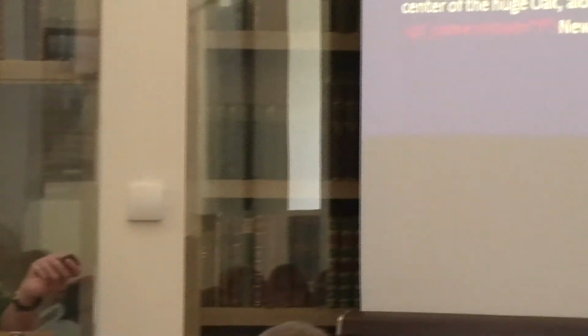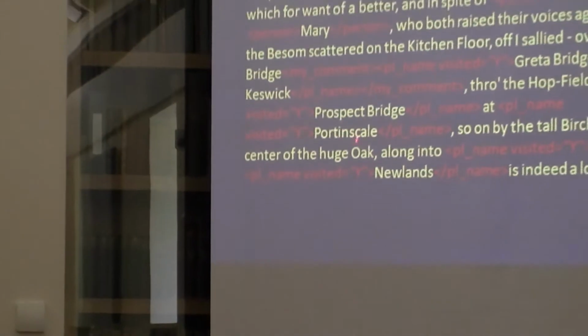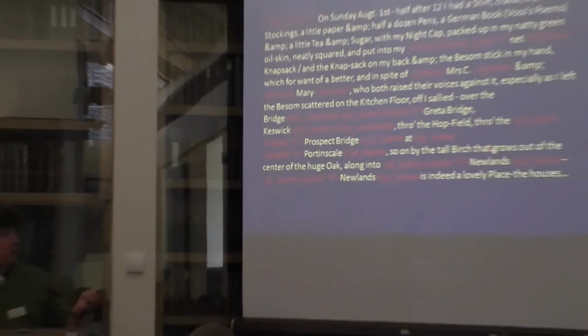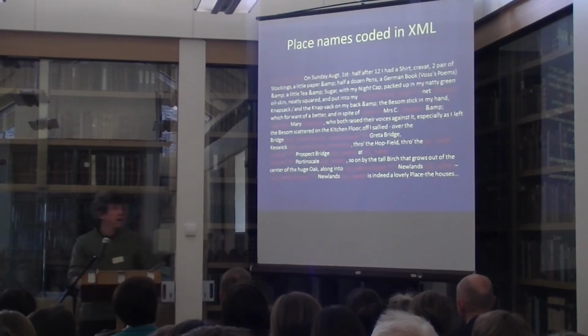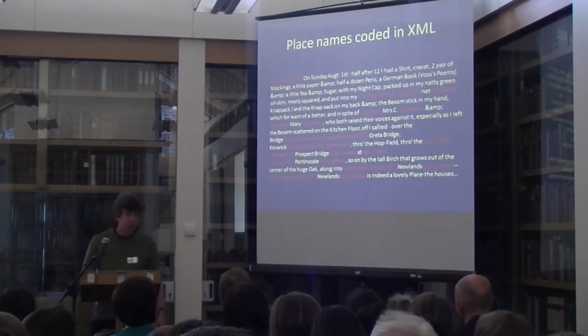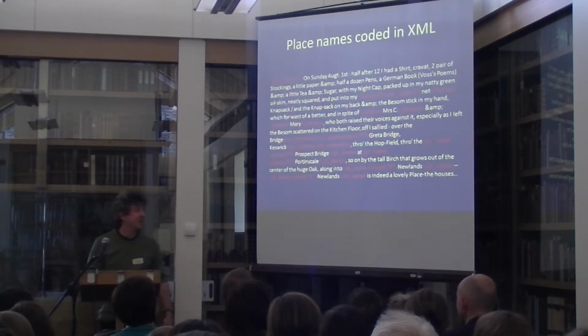Firstly, how do we turn a text into a GIS? It's actually not that difficult. This is Coleridge's tour, and you can see that as we work through, we've tagged the place names. They're in these so-called XML tags, so Prospect Bridge, Portinscale, Newlands, etc. are held within tags that identify them as place names. In this pilot project, we did that manually, which is slow but accurate, but more recently we've been doing it in automated ways, which is far quicker and far less accurate. Perhaps not surprisingly, but that's computing for you.